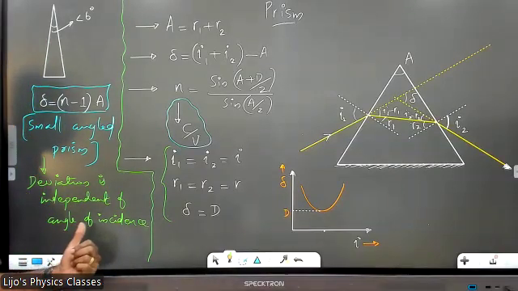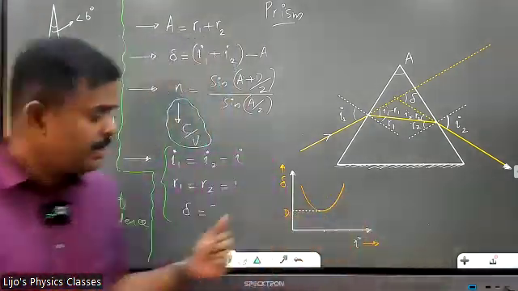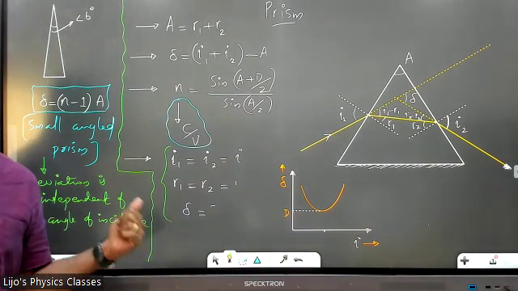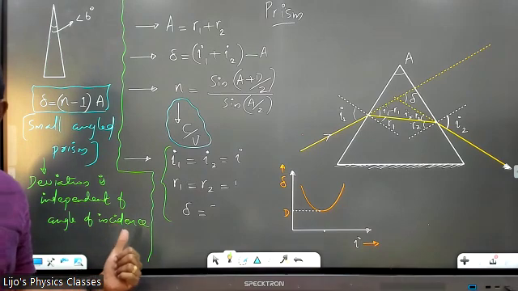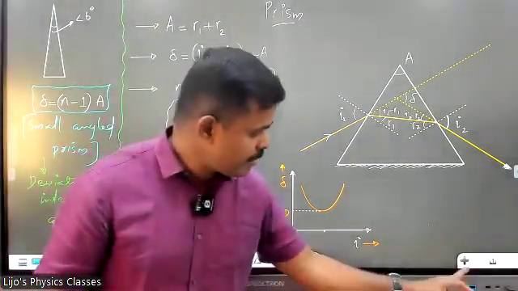Deviation is independent of angle of incidence for a small angled prism. Check the note for it. We have done it in class. In the reader, they haven't proved it, but you have to learn it. Time permits, I'll do it.